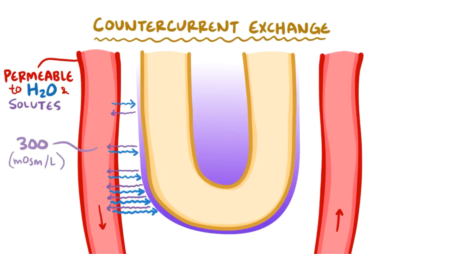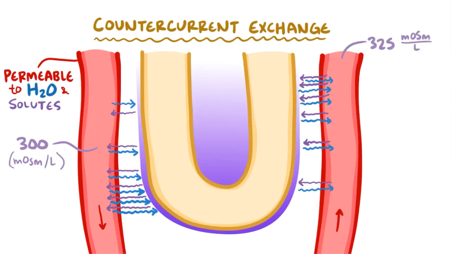Since the corticopapillary gradient decreases as we go up the ascending limb, the extra solute in the blood diffuses right back out of the vessel and into the interstitium, and water diffuses back into the vessel. So as the blood exits the loop of Henle, it has an osmolarity of 325 milliosmoles per liter, which is only slightly higher than when it entered.